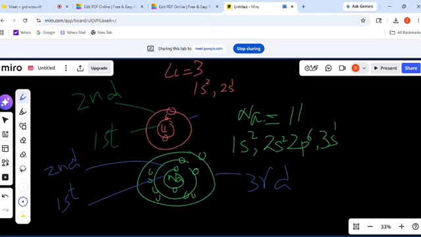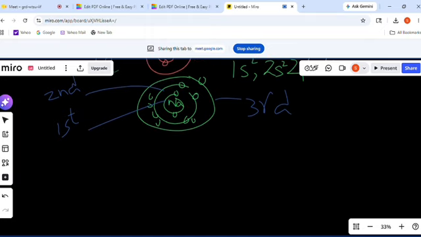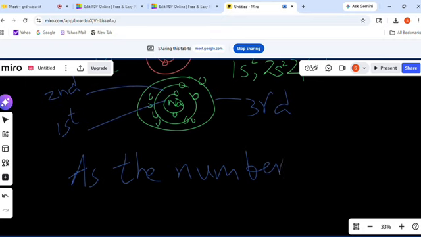So as the number of inner shells increases, or in simple words, as the number of shells increases, the shielding effect also increases.